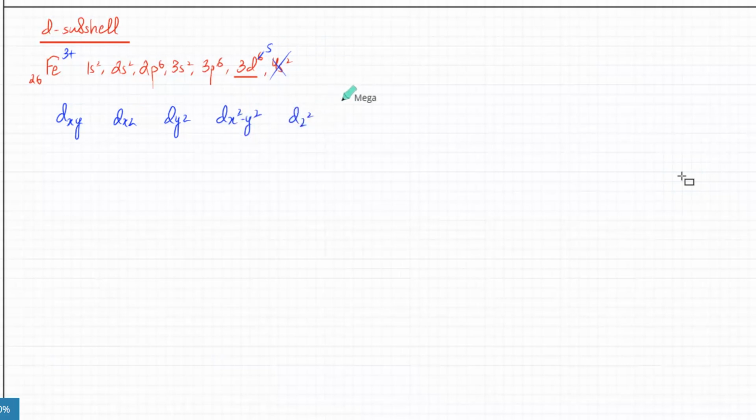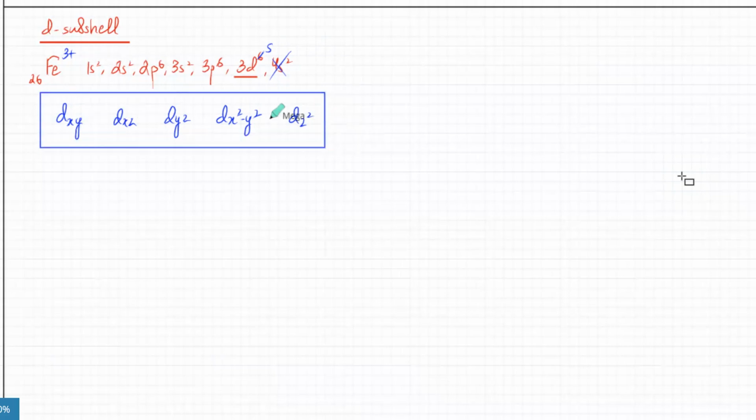So these are your degenerate orbitals. So that's a d subshell, consisting of 5 d orbitals. A maximum of 10 electrons can be accommodated in the d subshell. So in each of the orbitals, you can keep 2 electrons. So 10 electrons maximum.